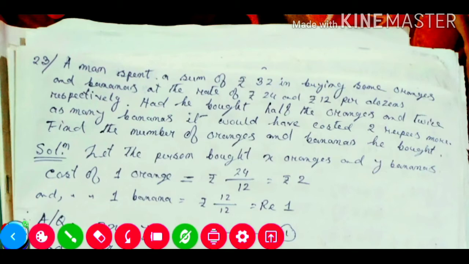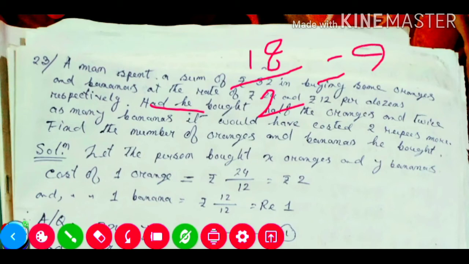Rupees 32. Now the second part: had he bought half of the oranges, how many oranges would he buy? From this, suppose he was buying 18 oranges. Now if he bought half of this, that means divided by 2, that means 9 oranges. And twice as many bananas. Before, suppose he bought 7 bananas. Now double of this, twice, that means 14 bananas if he is buying.